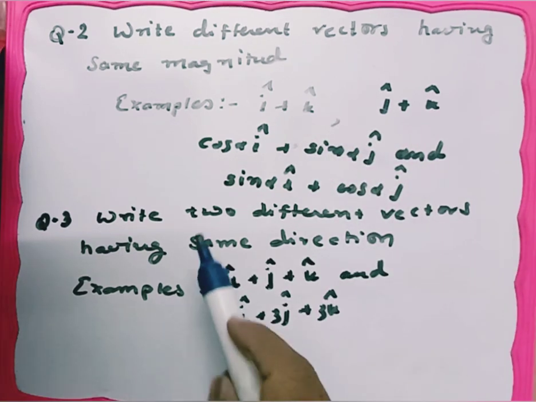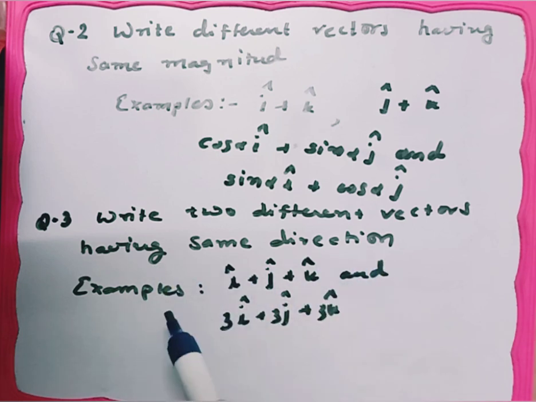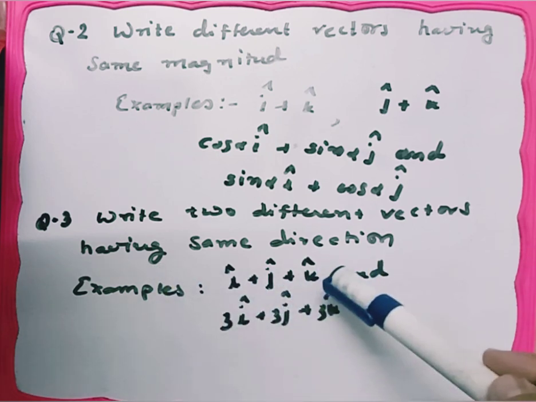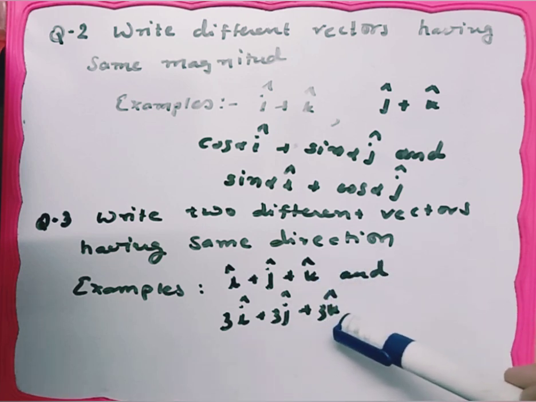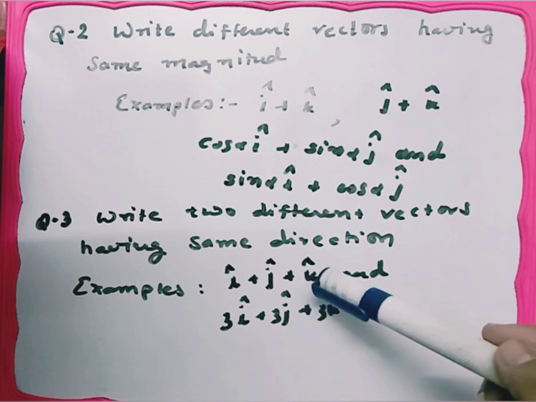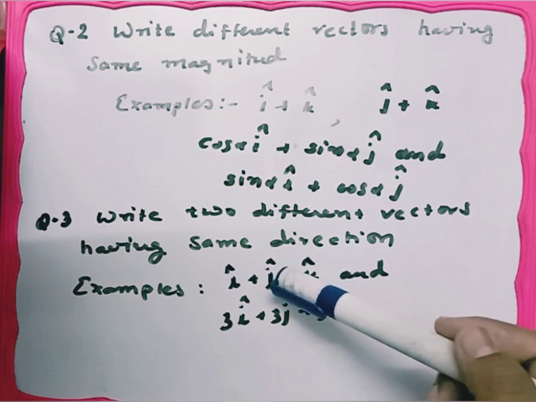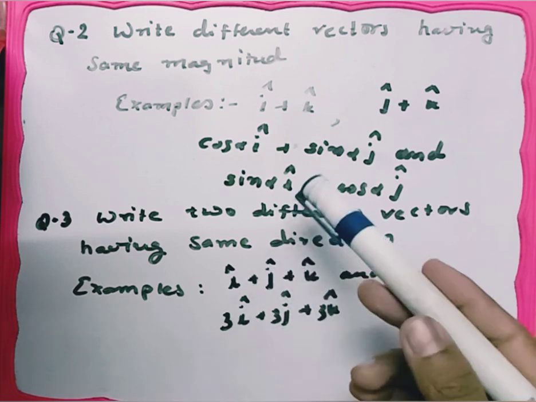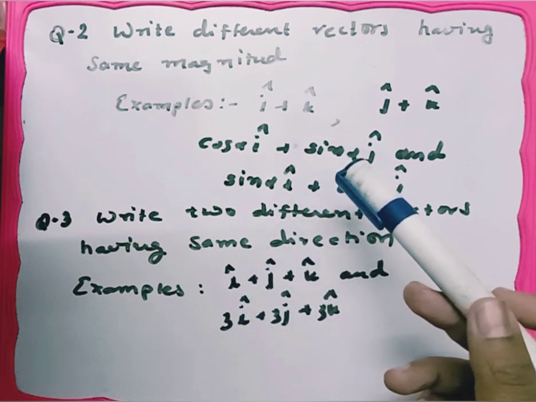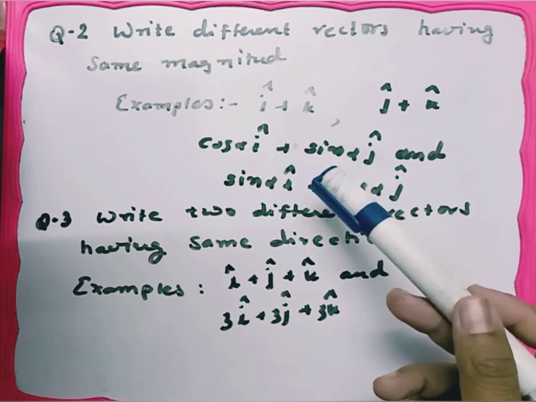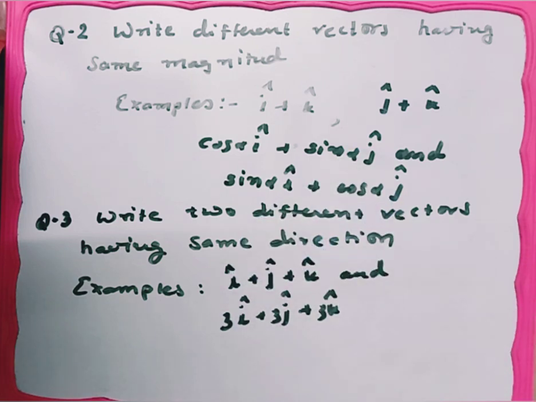Question 3, we have to write two different vectors having the same direction. So we have i caret plus j caret plus k caret and 3i caret plus 3j caret plus 3k caret, which are different vectors, but their direction will be the same. So questions 2 and 3 can be answered this way. There are many possible examples we can write.